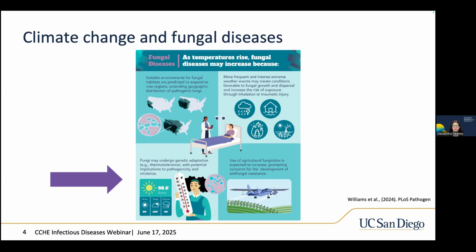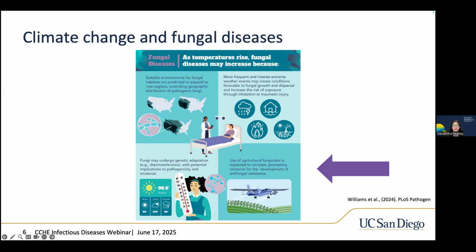in human hosts. We also know that climate change is leading to the increased frequency and severity of extreme climate events like dust storms, hurricanes, floods, drought, and heat waves. And these extreme events can increase fungal disease risk by dispersing and aerosolizing fungal spores so people become infected, as well as leading to the inoculation of traumatic wounds with fungal spores. And lastly, the use of fungicides is increasing, which may accelerate the development of antifungal resistance.